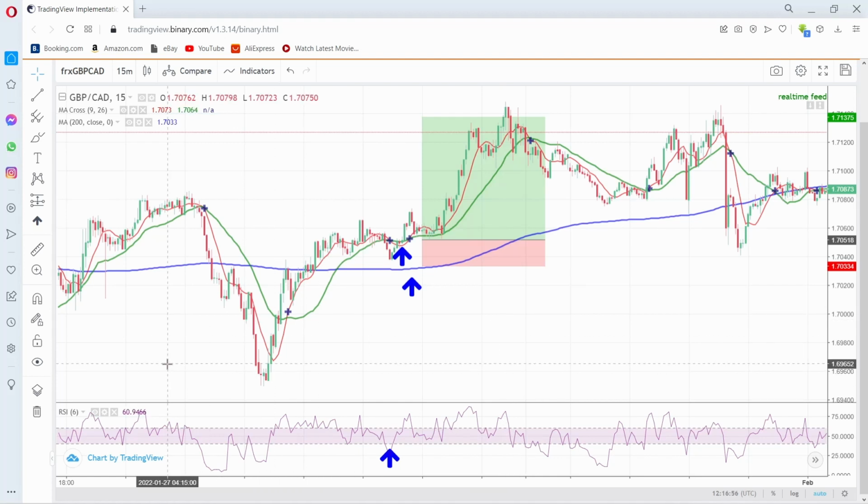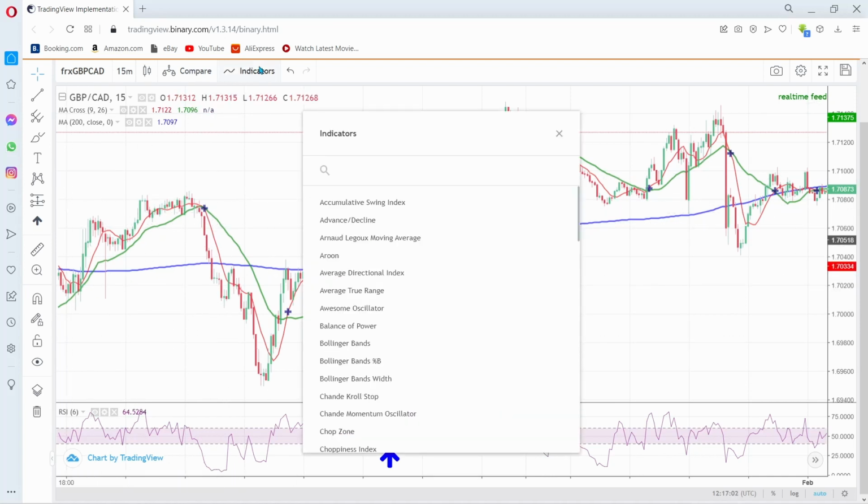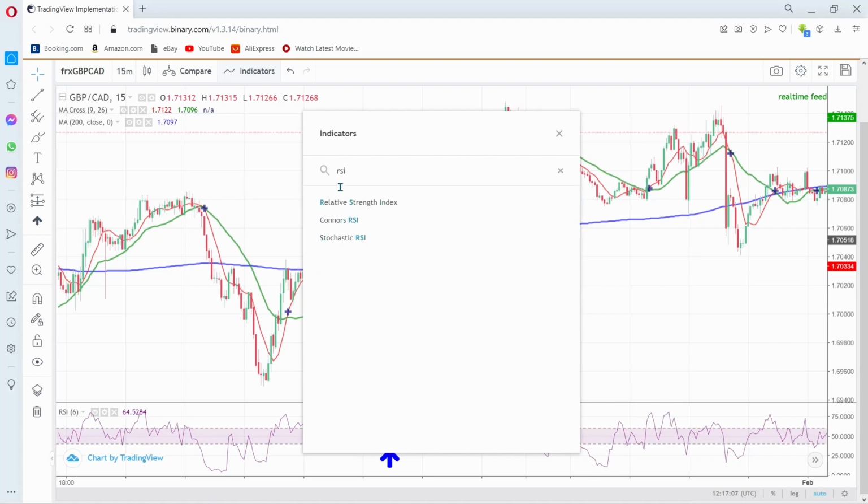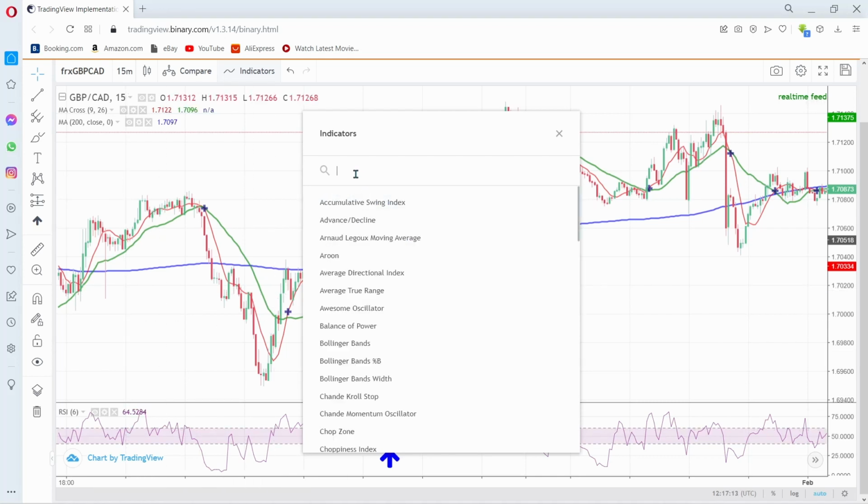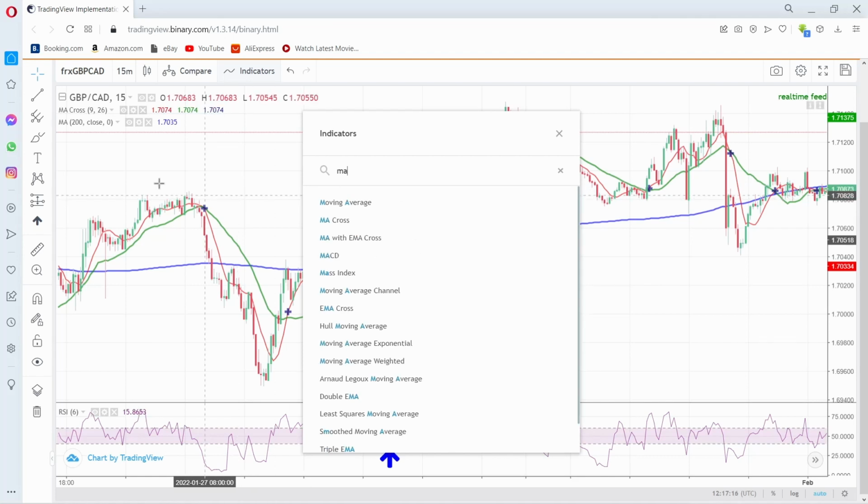The most important one is the RSI. In order to get these indicators, you can just click here on indicator, and then type over here RSI, for example. Then it will come up as relative strength index. This is the one. For the moving average, you can just type MA, and don't leave this one. This one is the moving average 200. But for that one, just type MA again, look for MA cross, and then you just click this one, and it will give you this one like this. So just click it like this, right now.